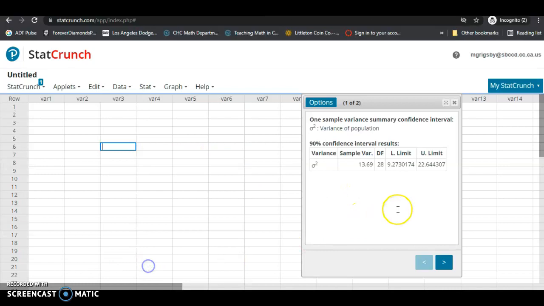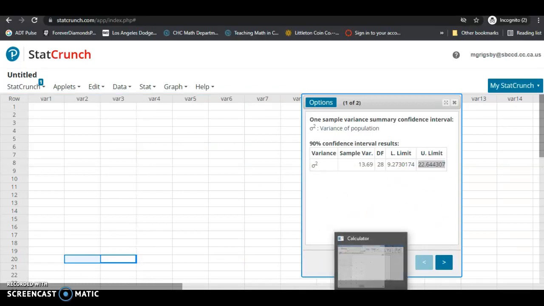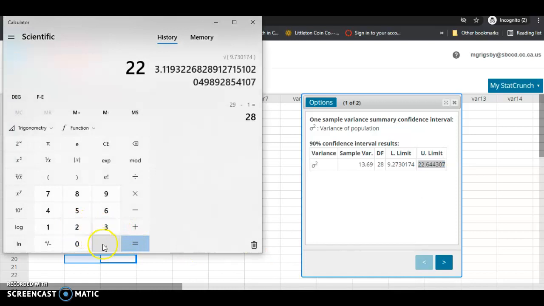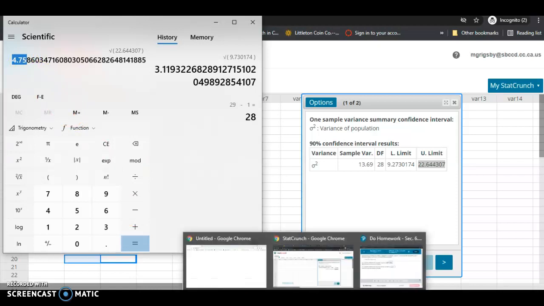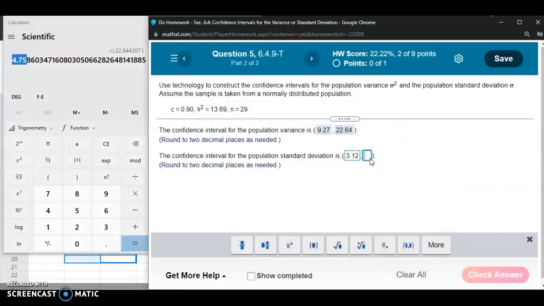And then lastly, we're going to square root the upper limit of our interval. So we're going to type in that whole number, 22.644307. On some calculators, you have to find the square root button first, hit it, then enter the number, and then hit equal to. But in this calculator, we enter the number first, and then take the square root. Rounding to 2 decimal places, the upper limit for the standard deviation is 4.76, so that 5 gets rounded up to a 6. So the confidence interval for the standard deviation is from 3.12 to 4.76.